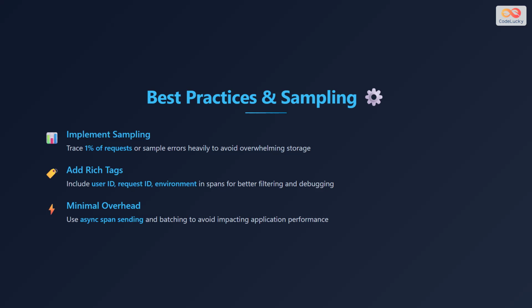To use tracing effectively, follow these best practices. Implement sampling to trace only a percentage of requests, maybe 1% in high-volume systems, while sampling errors more heavily to avoid overwhelming your storage. Add rich tags to your spans such as user ID, request ID, and environment to make filtering and debugging easier. And use async span sending and batching to minimize overhead and avoid impacting your application's performance.